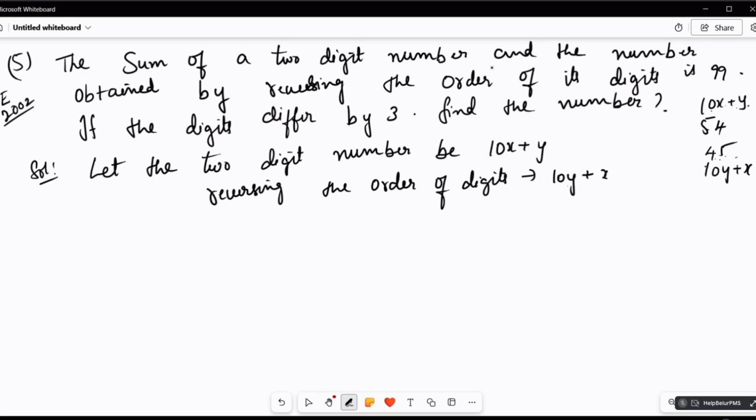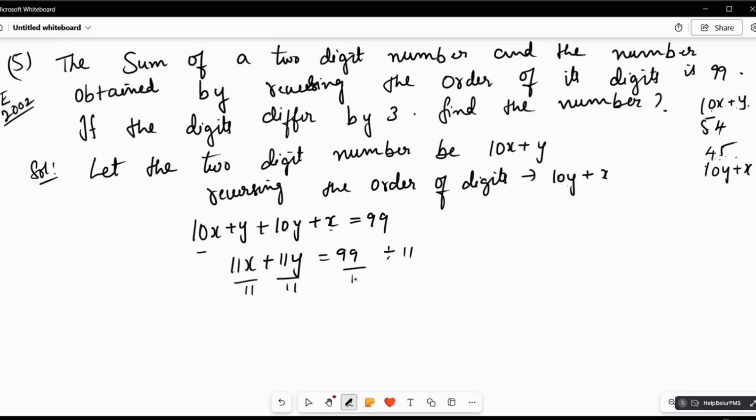Now, the sum of the two-digit number and the number obtained by reversing the order is 99. So 10x plus y plus 10y plus x is equal to 99. Okay, so 11x plus 11y is equal to 99. I can divide by 11. You will get x plus y is equal to 9. First equation. If the digits differ by 3, that means x minus y is equal to 3. Second equation. Now solve for x and y.